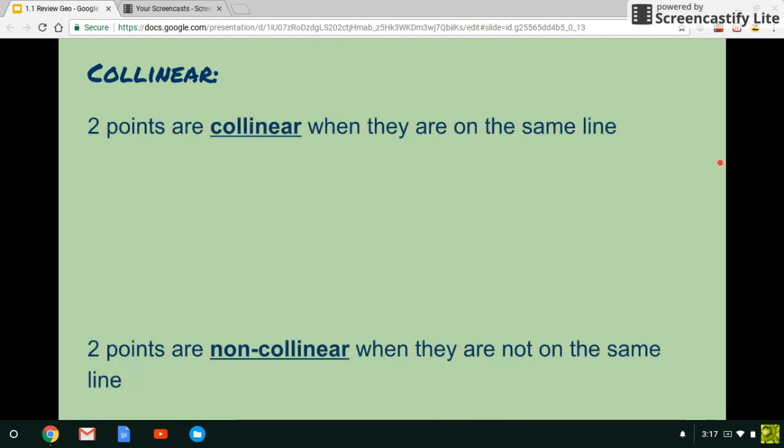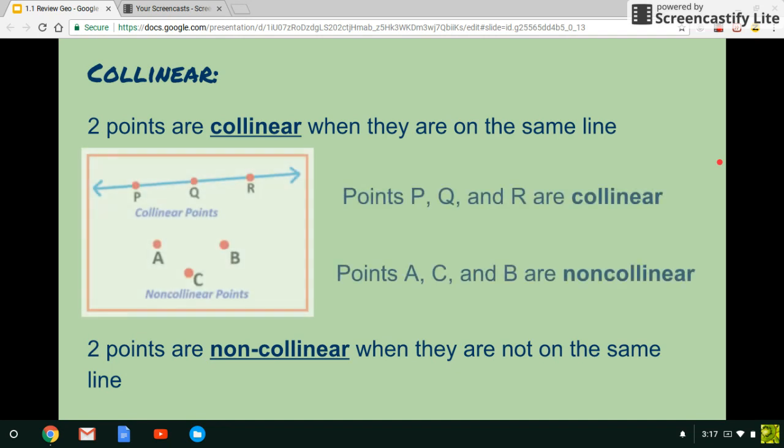Okay, so now that we know how to name stuff, let's go ahead and start talking about collinear. So points are collinear when they are on the same line. And likewise, points are noncollinear when they are not all on the same line. So in this example, we've got P, Q, and R. You can draw a straight line through all 3 of those, so those are collinear. And then we have A, C, and B, which I can't draw a straight line through all 3 of these, so they are non-collinear.